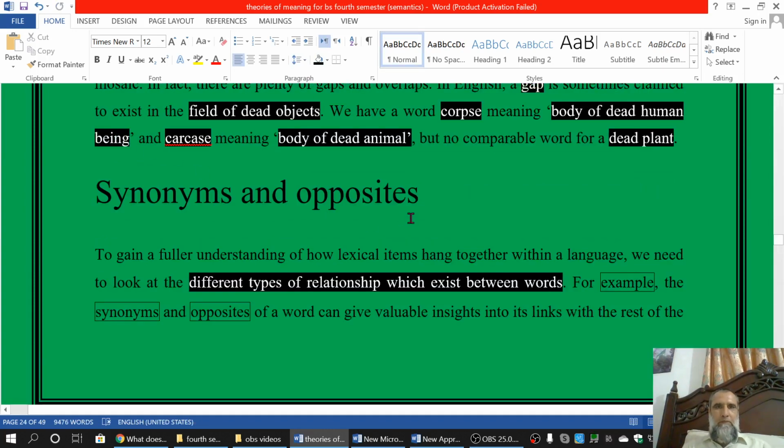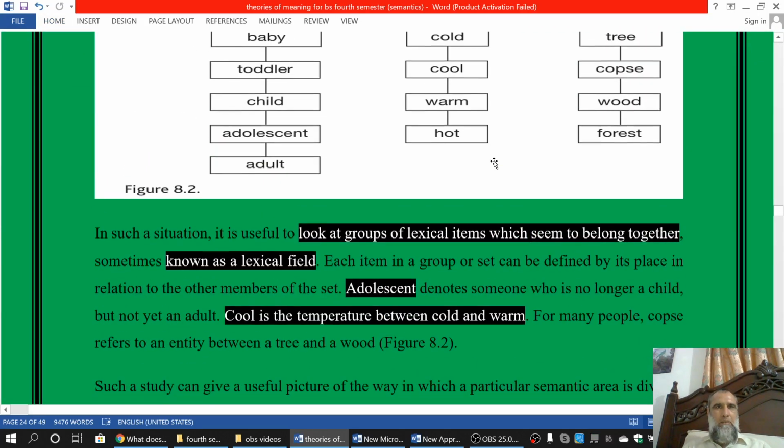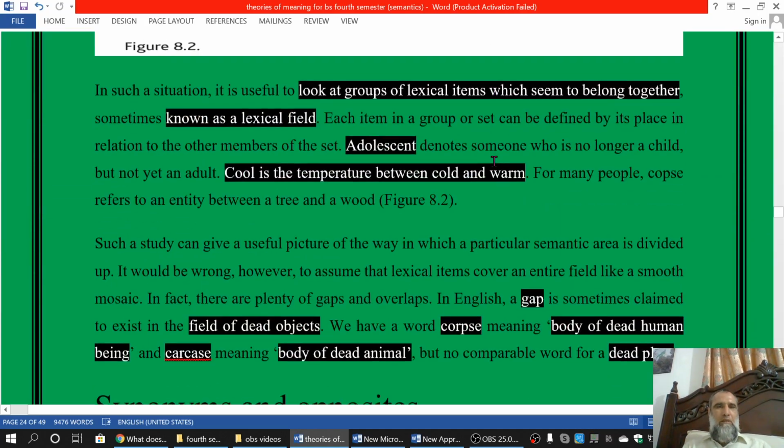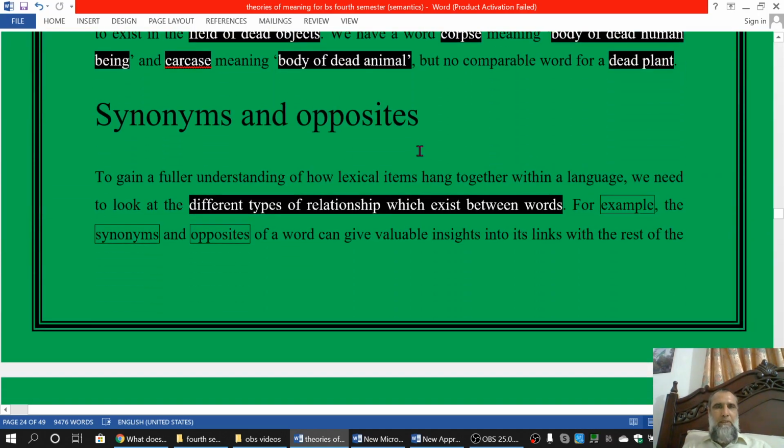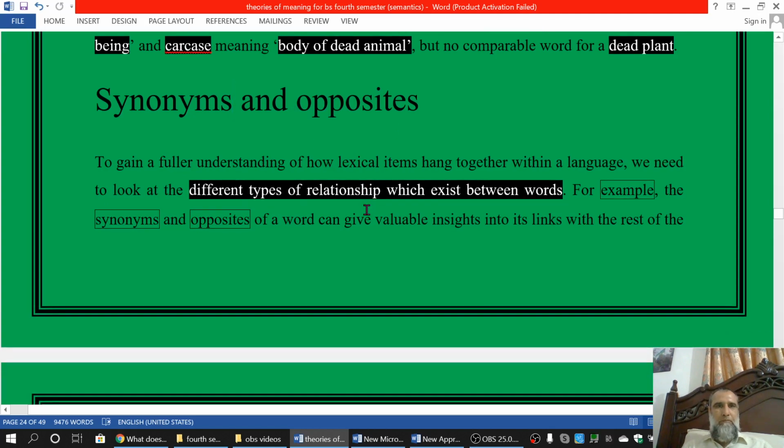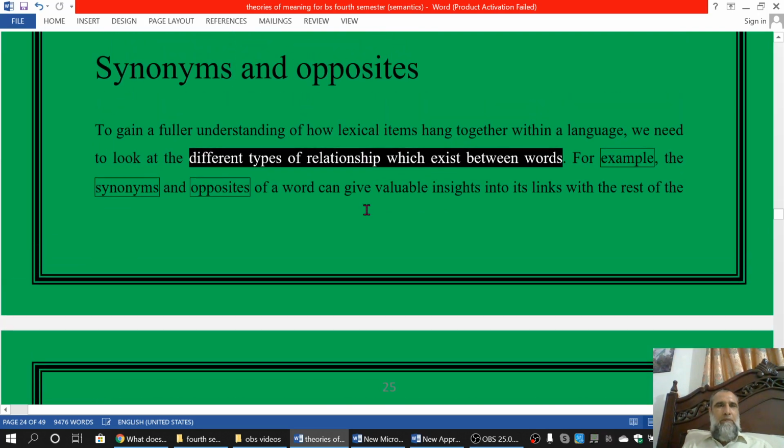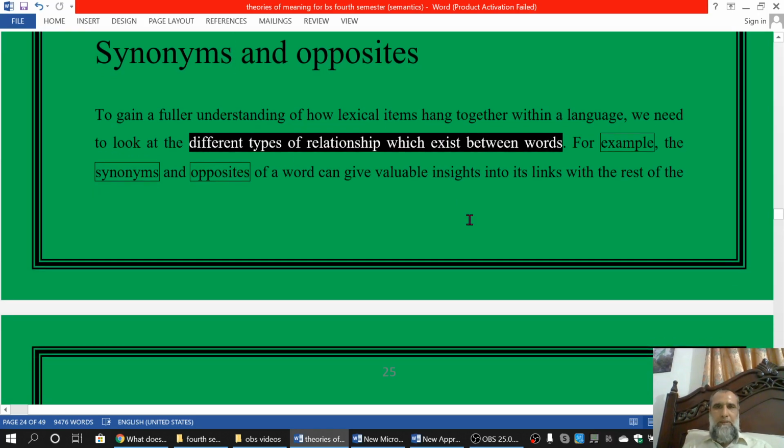Next, we discuss synonyms and opposites or antonyms with reference to our topic, semantic field. Why are we discussing synonyms and antonyms in semantic fields? Because the synonyms, which have got the same meaning, all the words belong to one semantic field, and the opposites, which have got opposite meaning, also have the relationship of opposition. Referring to the synonyms, we say that there are different types of synonyms, and different types of relationships exist between these words.